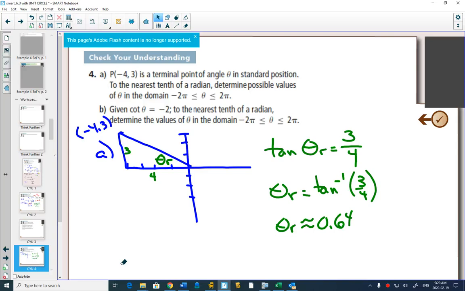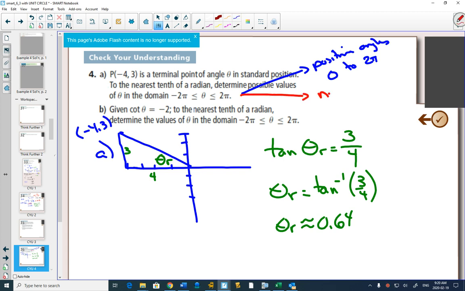Now we've got our reference angle, but it says to the nearest tenth of a radian, determine possible values of theta in the domain from negative 2 pi to 2 pi. This has positive angles 0 to 2 pi, negative angles 0 to negative 2 pi. Whenever I see that negative 2 pi to 2 pi domain, I split it up into positive and negative because you're always thinking about angles in standard position, and angles in standard position always start from the positive x-axis. So they start at 0. When I'm thinking positive angles from 0 to 2 pi, it's only this one. If I'm going from 0 to 2 pi, which is once around the circle, I only hit the terminal arm once in the positive direction.